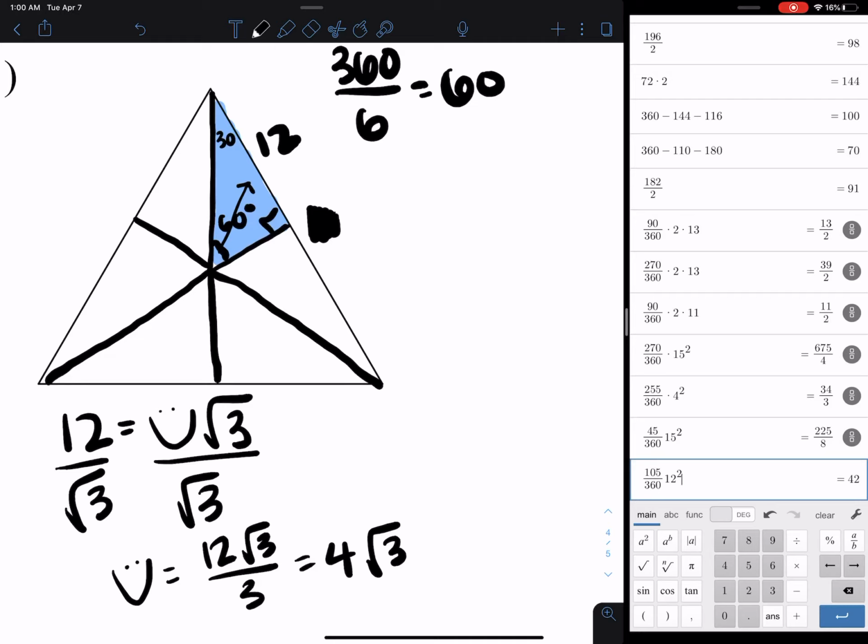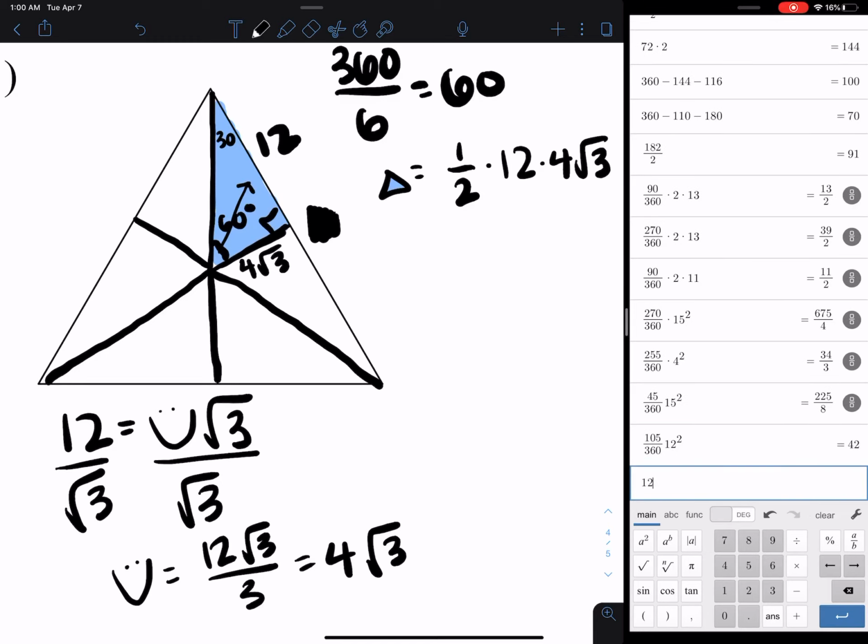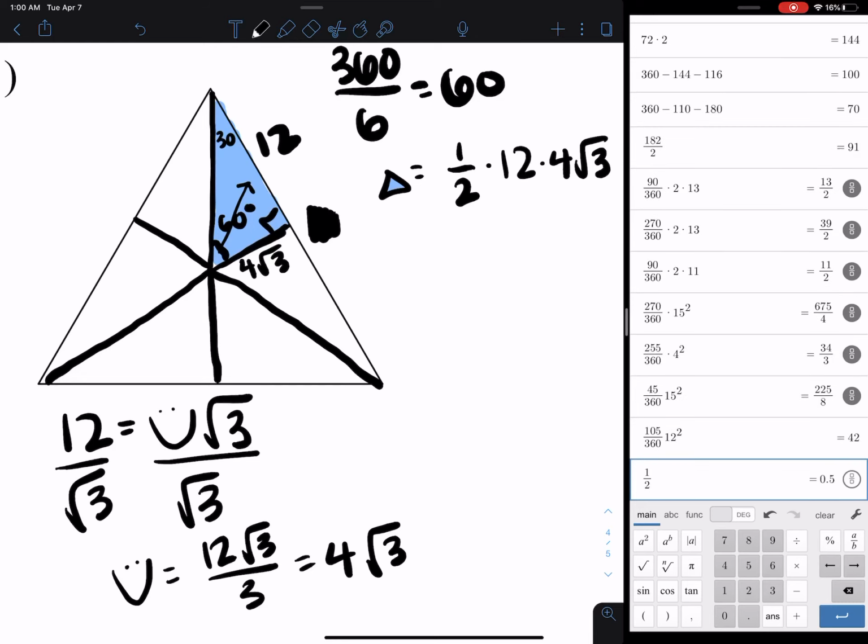So we know that the height here is 4 square root of 3. To find the area of the blue triangle, we do 1/2 times the base times the height. I'm going to type that into my calculator. So we have 1/2 times 12 times 4 square root of 3. So the area of this blue triangle here is 41.57.